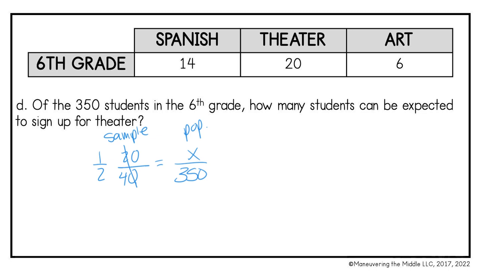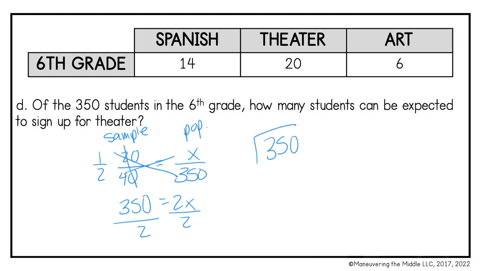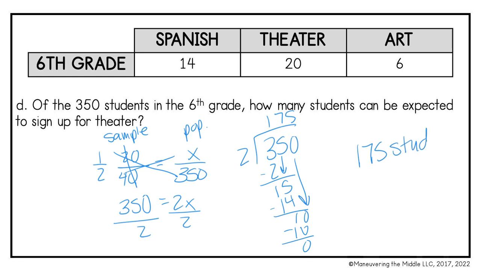So then we had to figure out what x is. You might be able to figure out your scale factor or cross multiply, but when we cross multiply, it's just going to end up being 350 is equal to 2x, so we're just going to divide by 2. Either way you do it. So 350 divided by 2, bring down my 5, bring down my 0, and that's exactly 175. So 175 students can be expected to sign up for theater in the whole entire 6th grade.